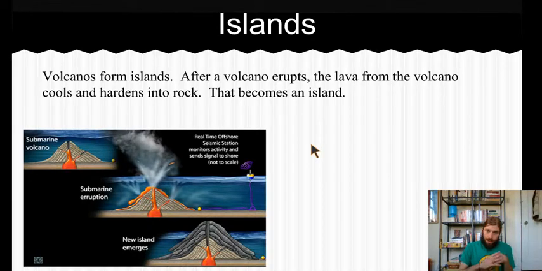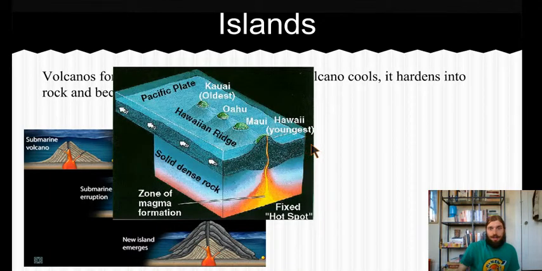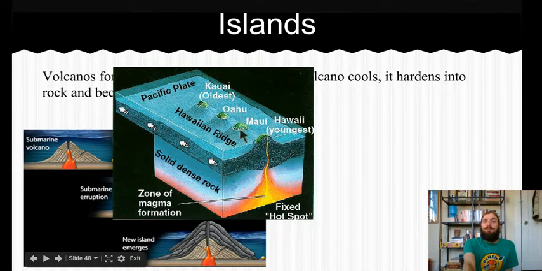So volcanoes under the sea will erupt and the lava will cool and harden into rock, and that rock will become an island. One example is Hawaii. This shows how the volcano comes and the rock lifts up above the water to create an island. Example, Hawaii.